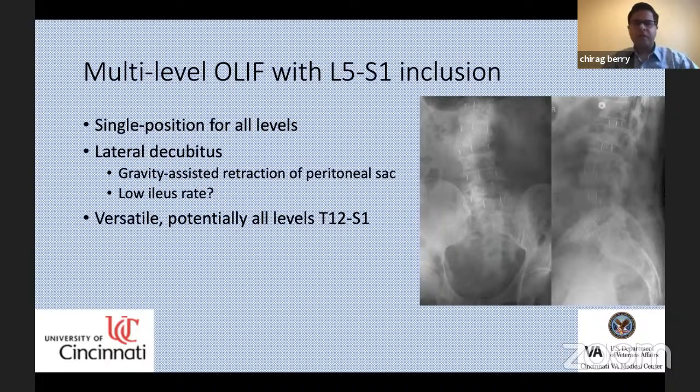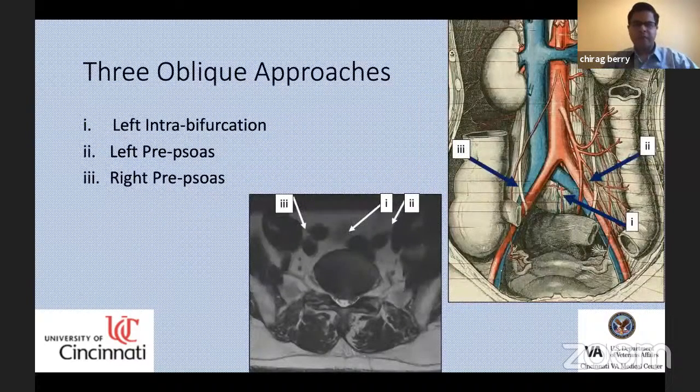So three different oblique approaches to L5S1 have been described. The most commonly described technique is the left intra-bifurcation technique, and I'll describe it in the next few slides. The less commonly described techniques are the left pre-psoas technique, where you're staying within that pre-psoas plane, just continuing inferiorly and staying lateral to the bifurcation. This is the left intra-bifurcation, and this is the left pre-psoas technique.